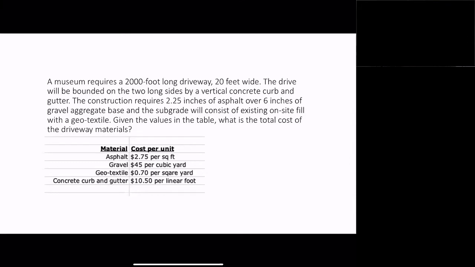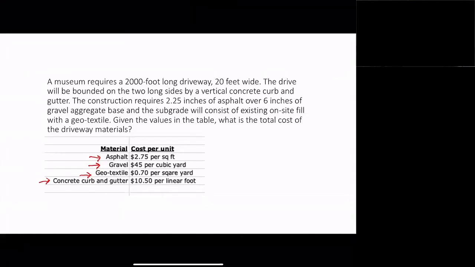All right, so we're given that asphalt is $275 a square foot, and gravel is $45 a cubic yard, and a geotextile is 70 cents per square yard, and the concrete curb and gutter is $10.50 per linear foot. The difficult part of this question, besides keeping your numbers straight on the whiteboard, is being able to move back and forth comfortably between different units.